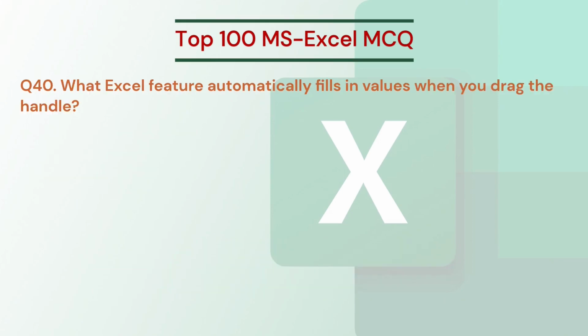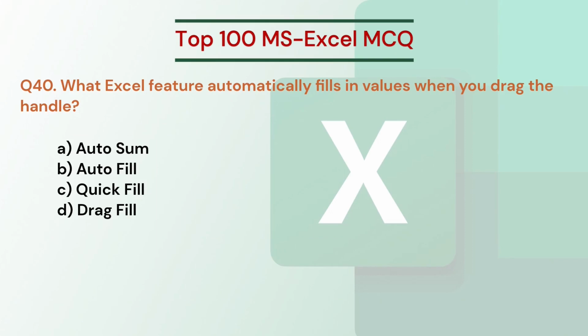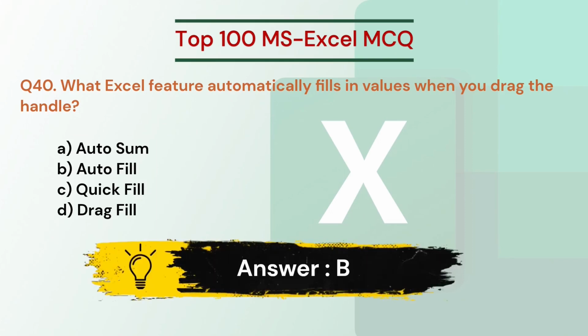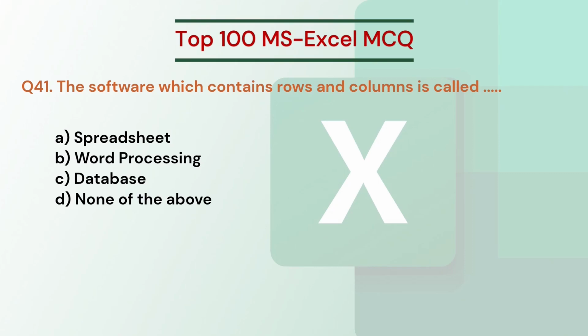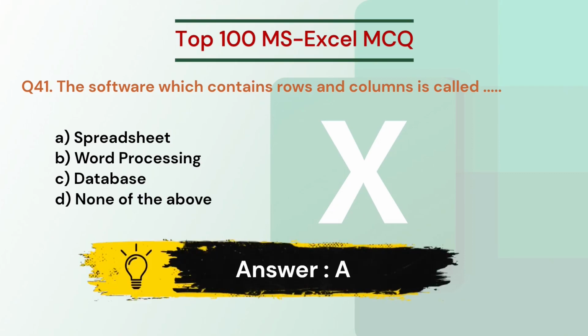What Excel feature automatically fills in values when you drag the handle? A. Auto Sum. B. Auto Fill. C. Quick Fill. D. Drag Fill. Correct answer is B. Auto Fill. The software which contains rows and columns is called A. Spreadsheet. B. Word processing. C. Database. D. None of the above. Correct answer is A. Spreadsheet.